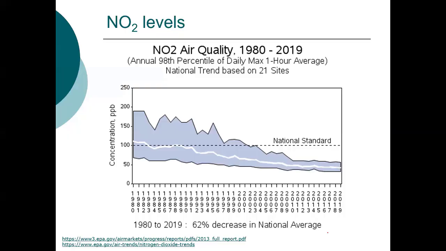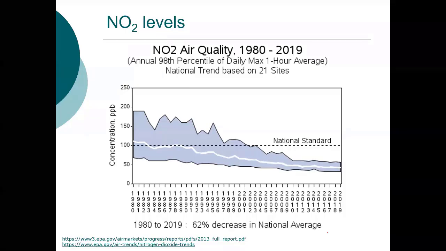With NO2, we haven't been anywhere near as successful in reducing NO2 emissions as we have in reducing SO2 emissions. You can see it here. These are ambient concentrations, and I don't think I mentioned that before. So they're not emissions, but ambient concentrations. You see we're well below the standard, but again, we haven't been able to achieve the same reductions.